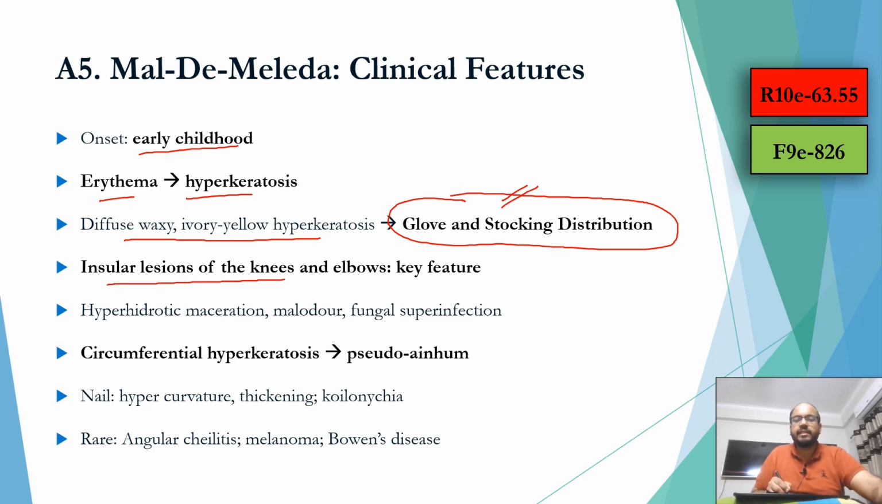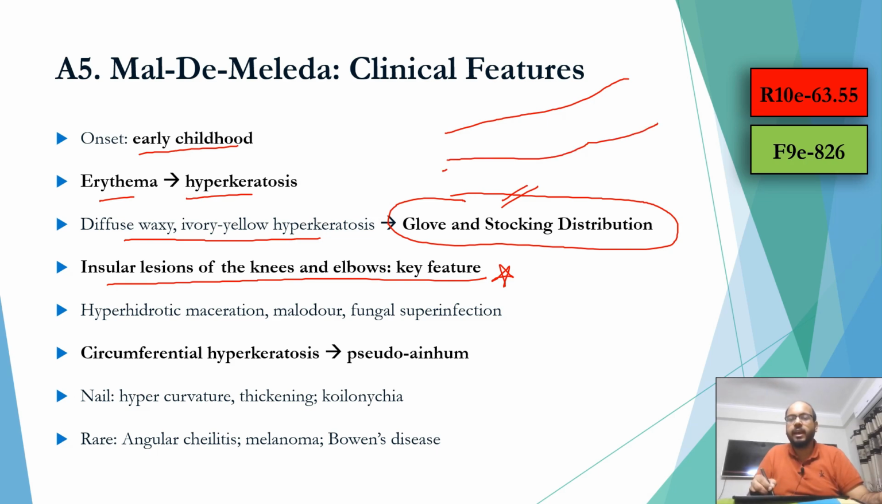Insular lesions of the knees and elbows are a key feature, and this is important. What do we mean by insular? Insular means island. So let's say you have a leg, and this is the knee, and you will have well demarcated keratotic plaques over the knees. That is known as insular involvement of the knees, and it's a key feature of Mal-De-Meleda.